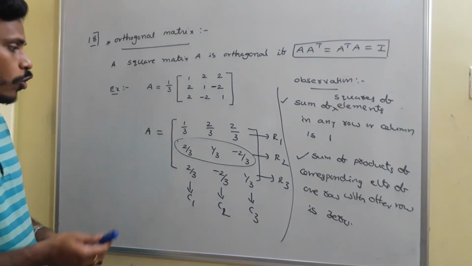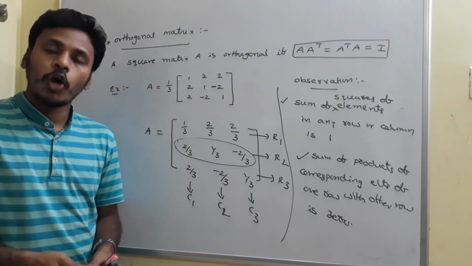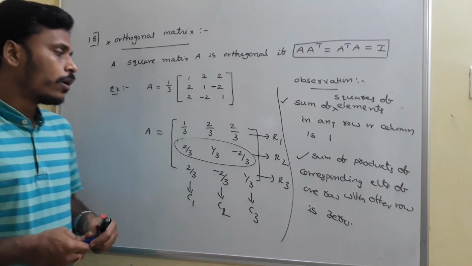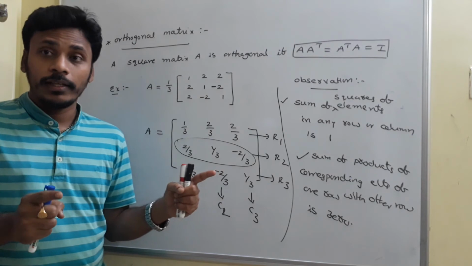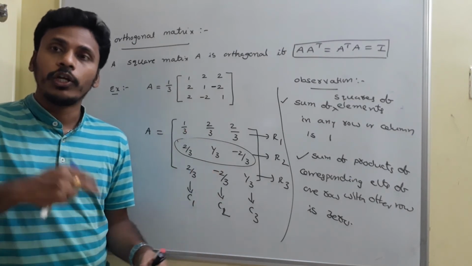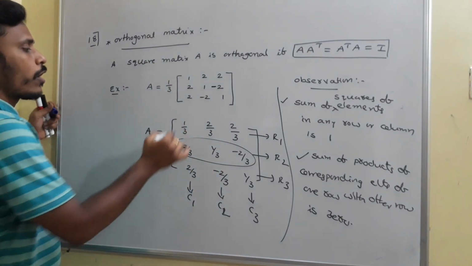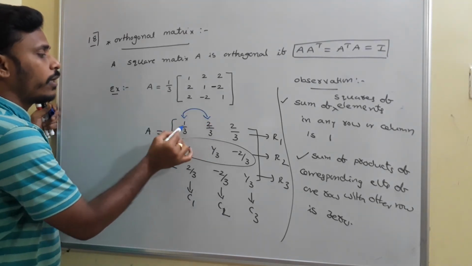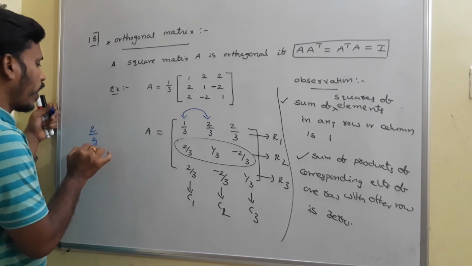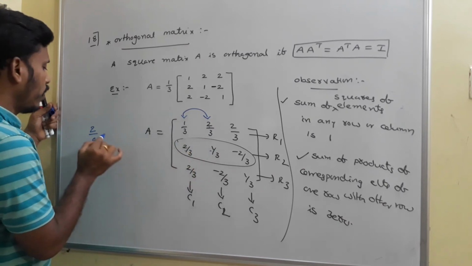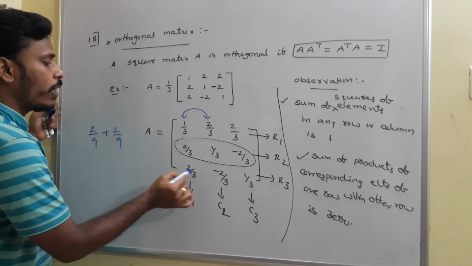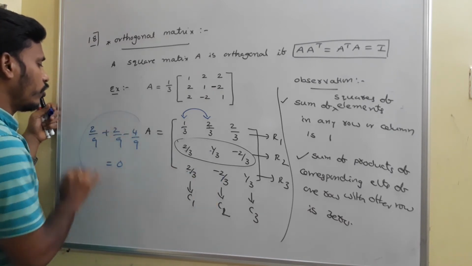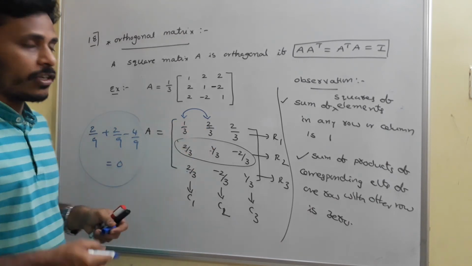Once again, you may choose any 2 rows or any 2 columns, as you wish. Don't choose 1 row and 1 column like that. You need to choose any 2 rows or any 2 columns. Suppose you choose column 1 and column 2, you multiply their corresponding elements. 1/3 into 2/3 is 2/9. 2/3 into 1/3 is 2/9. And then 2/3 into -2/3 is -4/9, and the result is 0. That's the second observation from here.